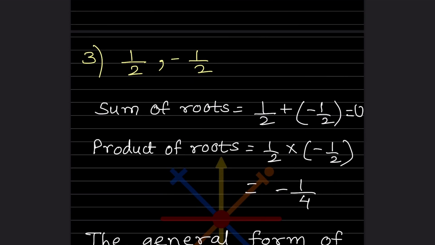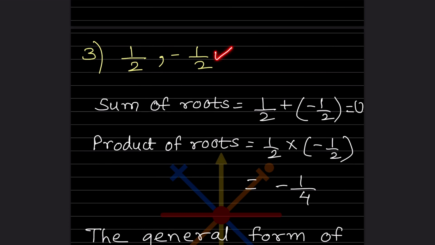Now it is given here 1 by 2 and minus 1 by 2. The sum of roots is 1 by 2 plus minus 1 by 2, and plus times minus is going to be minus. So 1 by 2 minus 1 by 2, which is 0. Product of roots means you are going to multiply. In a product, even if the denominators are the same, you multiply them. So it is going to be minus 1 by 4.